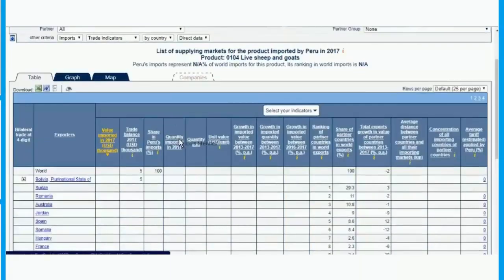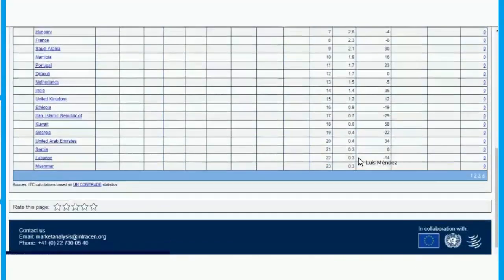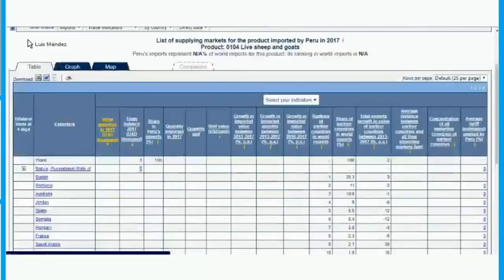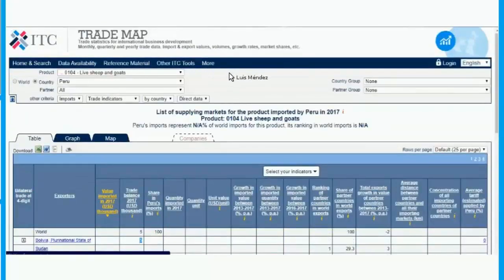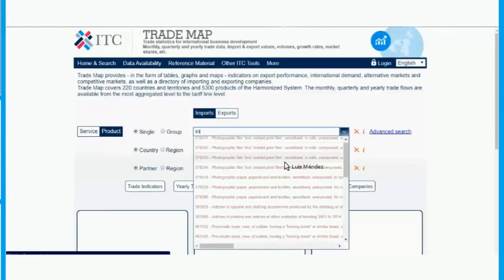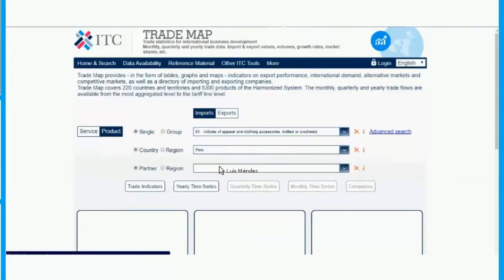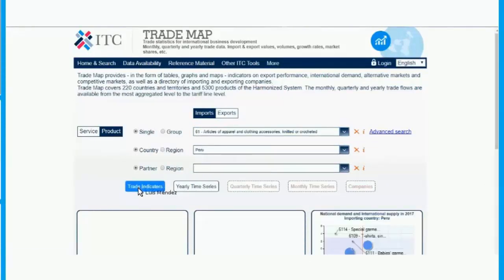So look, in here we don't have that much information. It just says that we import from Bolivia. It doesn't have that kind of interaction with this one. So maybe we can see another one. Let's see. In this case, apparel, knitted clothes.